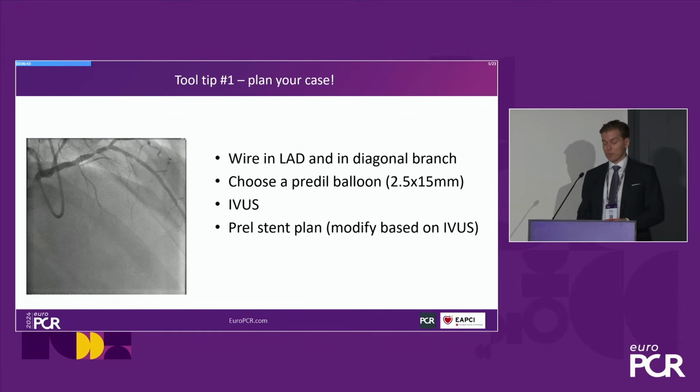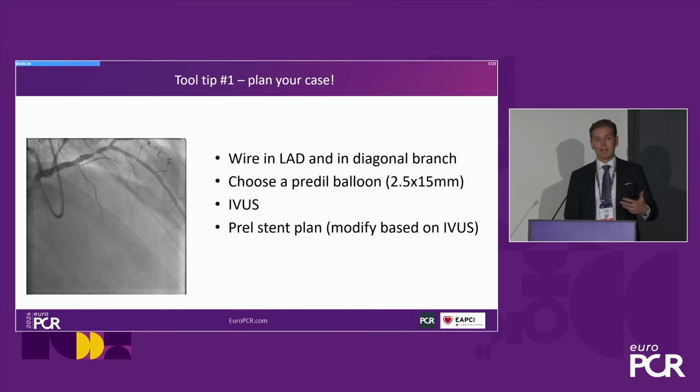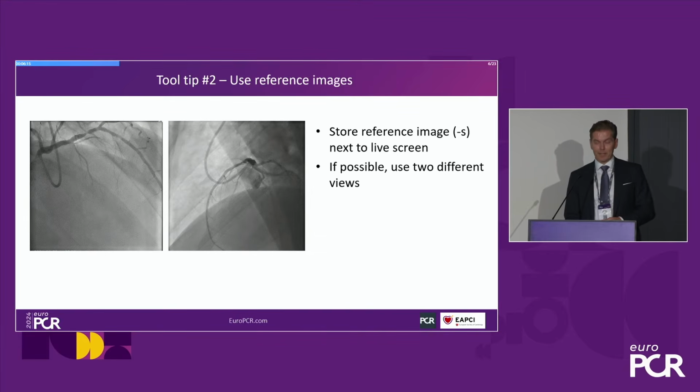So one of my tool tips is really to plan your case before you start. I know we all want to jump the gun and start doing PCI, but just have a plan in your mind of what you want to do. My plan in this case was to wire the LAD and the diagonal branch, choose an appropriate pre-dilatation balloon for the case, do an IVUS, and then I had a preliminary stent plan, but it's almost always modified based on the IVUS.